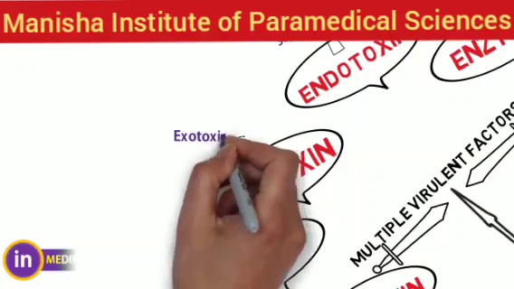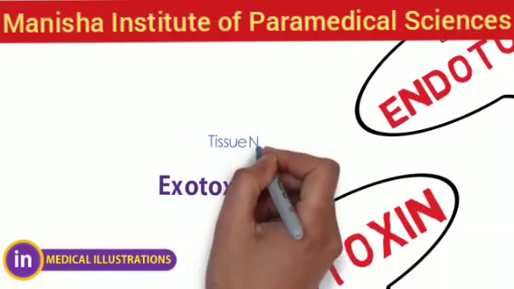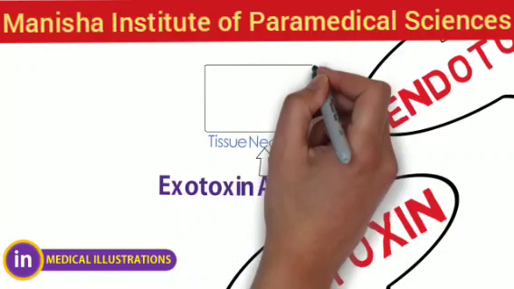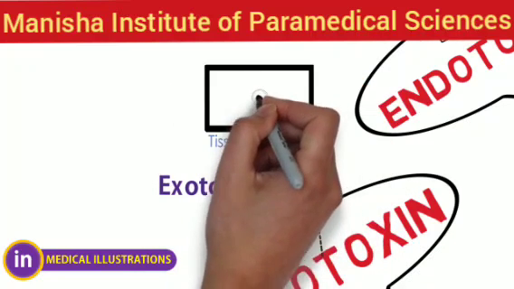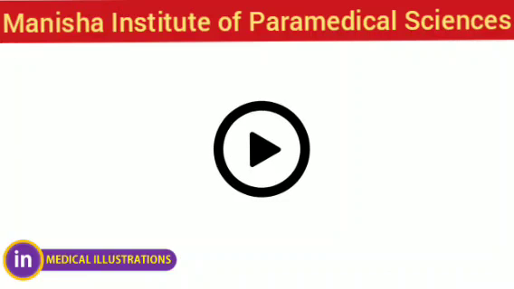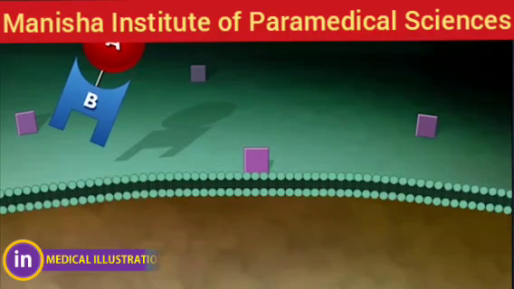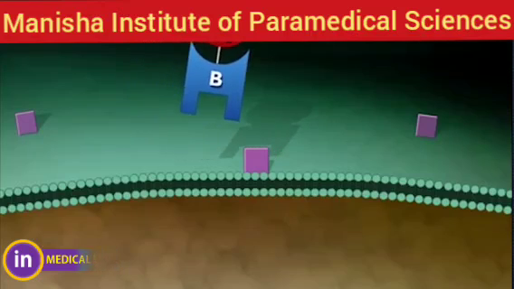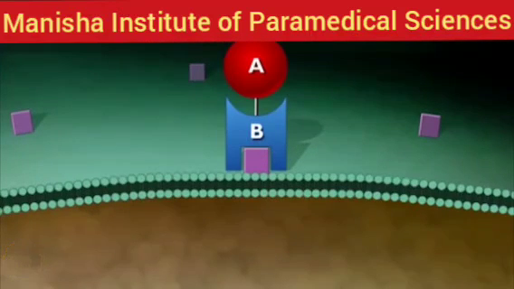Exotoxin. The best known exotoxin of Pseudomonas aeruginosa is exotoxin A. It causes tissue necrosis. Let me show you how it causes tissue necrosis in this short video clip. Exotoxin A consists of two portions, portion A and portion B. Portion B binds to a receptor present on the cell membrane. Portion A is an enzymatic portion that has toxic properties.